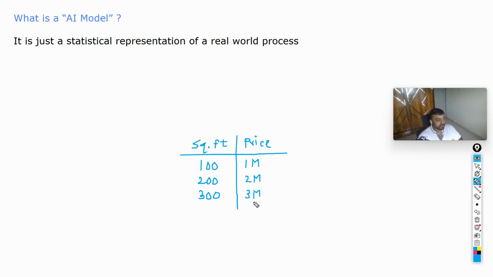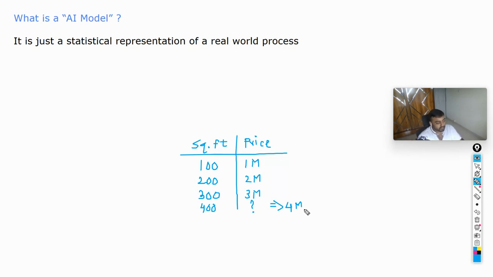Now, I have a question for each and every one of you. Let's suppose I have information about a fourth house. The area of that fourth house is 400 square feet, but I don't know the price of that house. I want you guys to help me predict the price of the house. So, you guys would say that, okay, looking at the data on our screen, it feels that if we have a fourth house with us whose area is 400 square feet, the price of that fourth house would roughly be around $4 million. So you guys have given me a prediction.